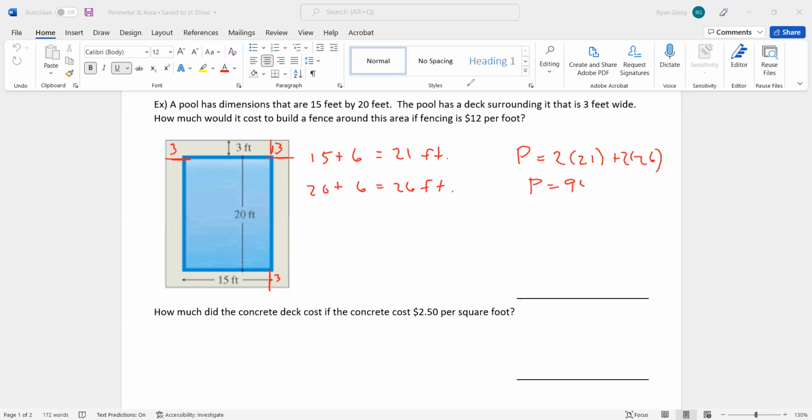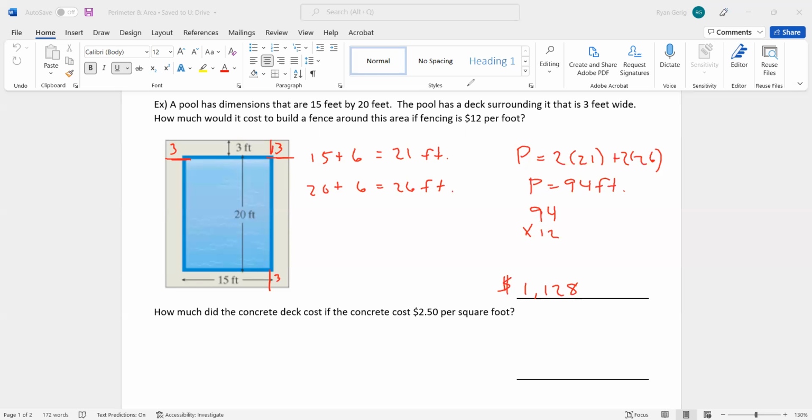So the perimeter was 94 feet. Now, that's not what I asked in the problem, though. The problem asked, how much would it cost if the fencing is $12 per foot? Okay, so if it's 94 feet and it's $12 per foot, I'm just going to do 94 times 12. And I get $1,128. Okay, so that would be the estimate before tax on that fence.